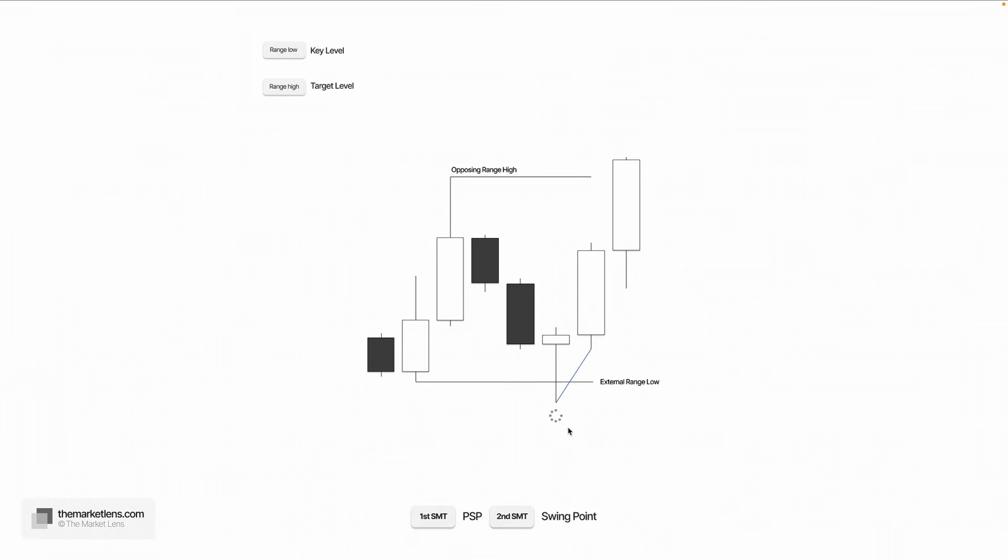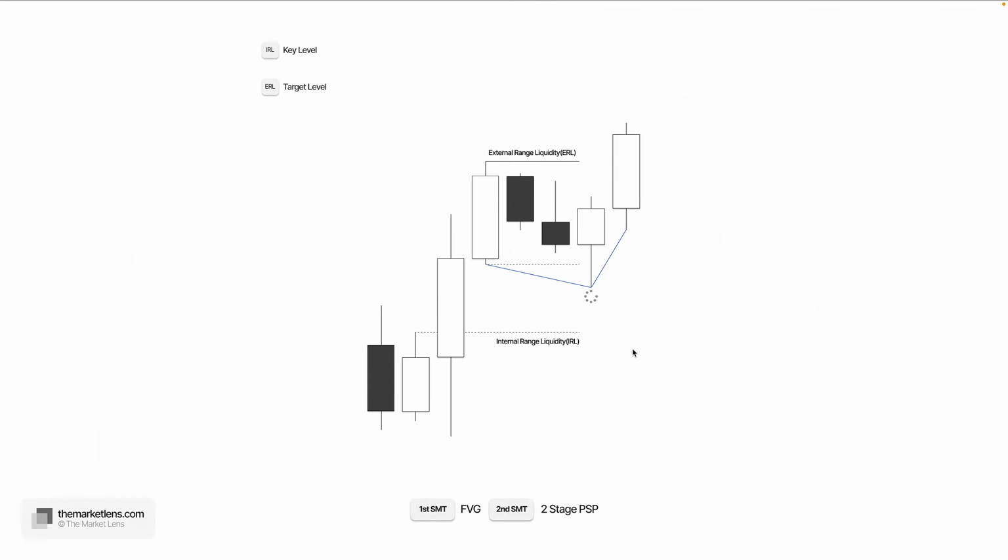This next two-stage SMT sequence is where we hit a key level, do not have SMT with that key level. Our first stage SMT will be a precision swing point confirmed by an SMT between swing points. Here we have a cracking correlation with candle 2 and candle 3. Once that forms, we look to trade the continuation away from the external range towards the target, which is the opposing side of the range.